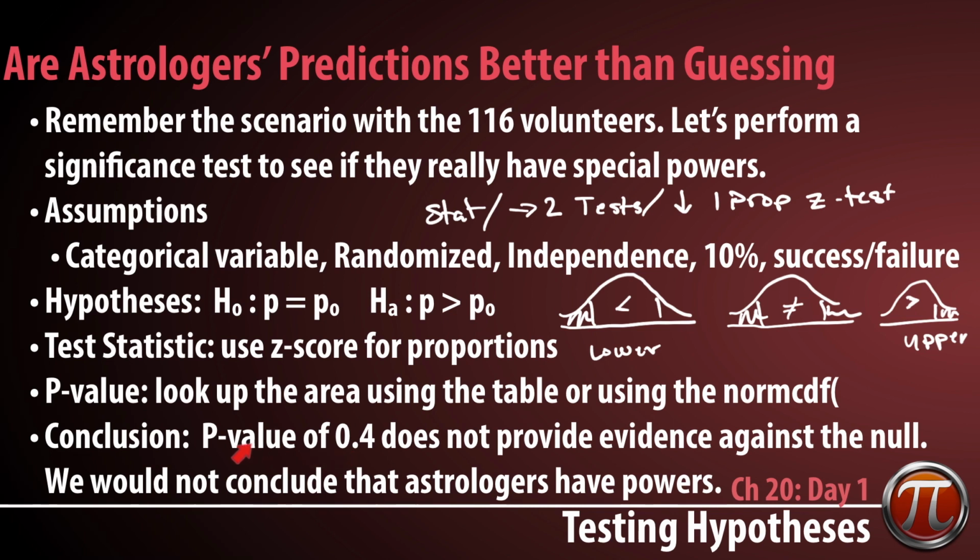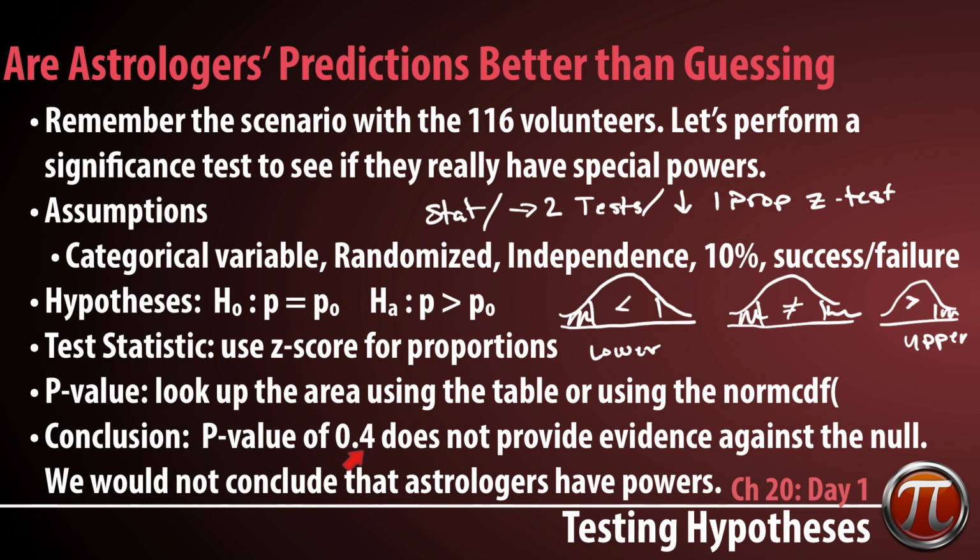So let me break this down. If this person is just guessing, by no powers and guessing, then there's a 40% chance that I'll see them get 40 guesses out of 116 tries. This is almost 1 out of every 2 tries. That doesn't surprise me. That is exactly what I thought should happen. And so therefore, I do not doubt what I started off with. I was assuming they were guessing.